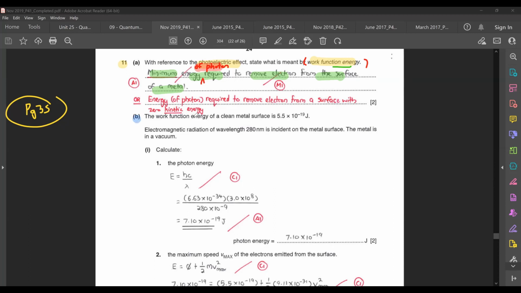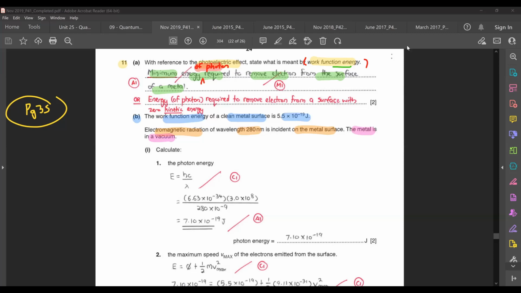Now in part B, they told you that the work function energy of a clean metal surface is 5.5 times 10 power minus 19 joules. Electromagnetic radiation of wavelength 280 nanometer is incident on the metal surface. And this metal is inside a vacuum. There's nothing around your metal surface here.